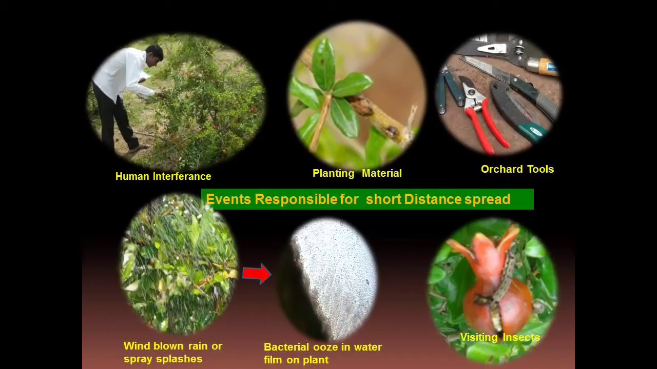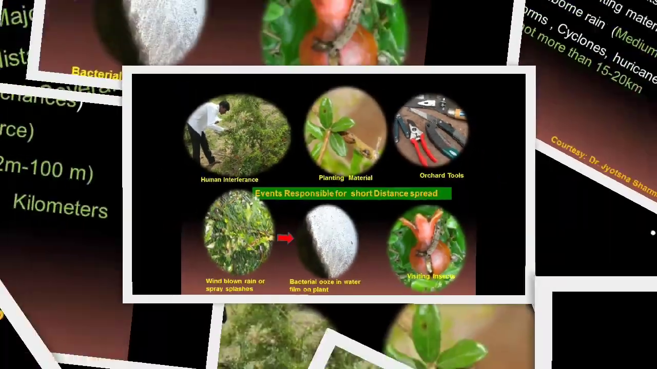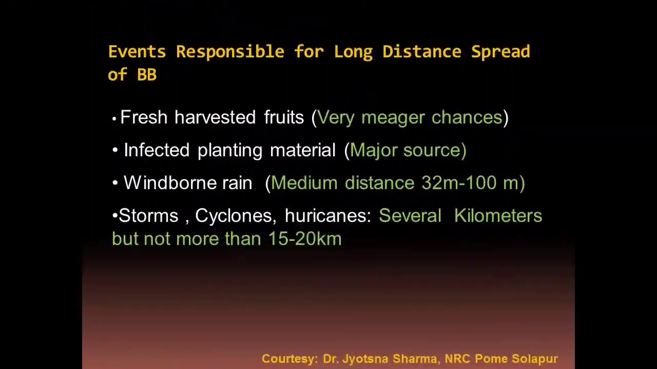These are some events responsible for short distance spread of this bacterial blight pathogen. Among them: human interference, that means faulty management practices, infected planting material, infected orchard tools which are used for pruning, wind blown rain splashes containing this bacterial pathogen, and some insect vectors. These are some modes of spread of Xanthomonas axonopodis pv. punicae.